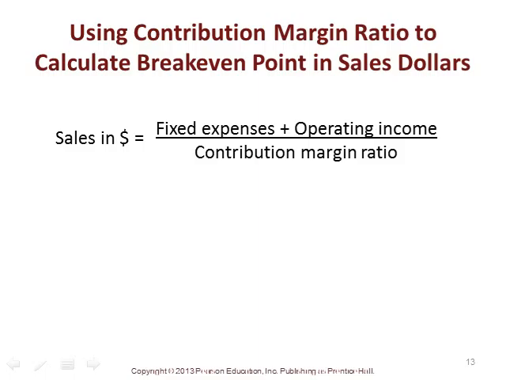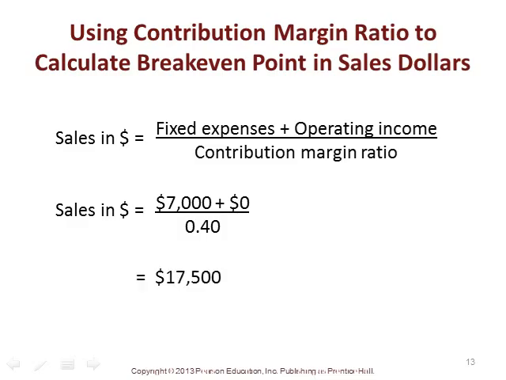So if we work on the same assumption that our operating income is 0, we're back to using our fixed expenses of $7,000 divided by the contribution margin ratio of 40%. And we calculated that earlier. And when we do the math on this, what we end up getting is $17,500. So what that says is that we need to have sales of $17,500 in order to cover all of our variable costs that follow those sales, plus the $7,000 in fixed costs, and we are at break even. We've covered all of our costs and we've made no profit. Not ideal, but it also beats the alternative of not covering all of our costs.